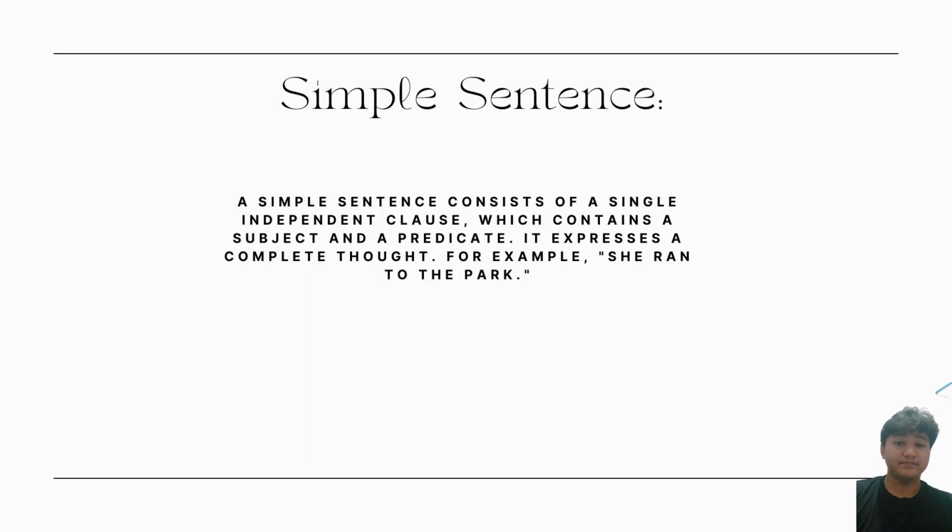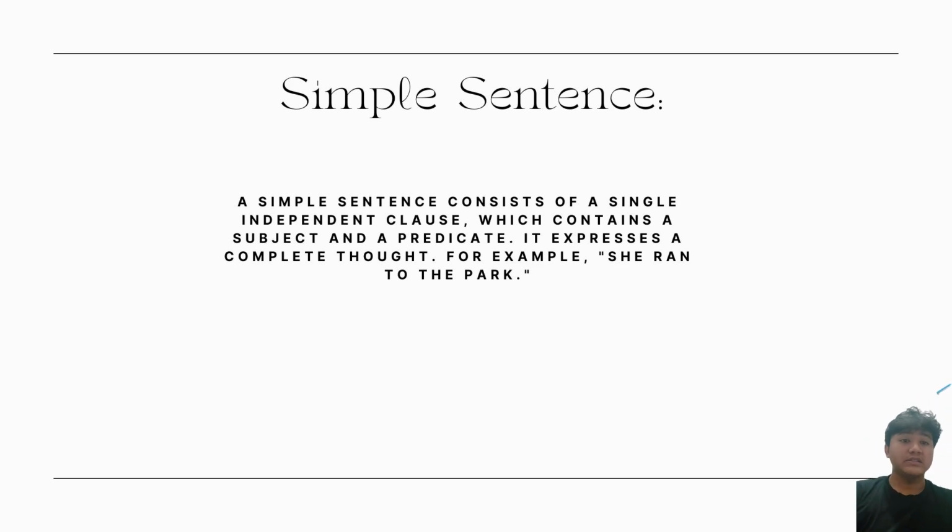Okay, next, simple sentence. A simple sentence consists of a single independent clause which contains a subject and a predicate. It expresses a complete thought. For example, she ran to the park. That is the example and the meaning of simple sentence.